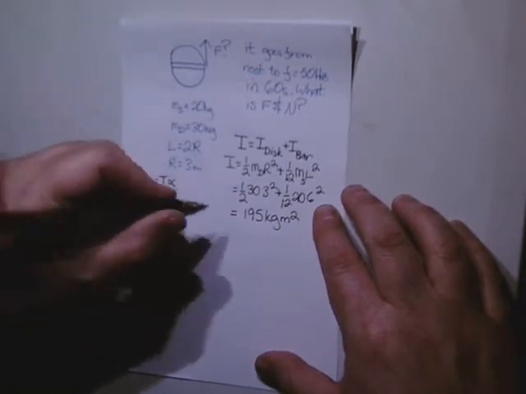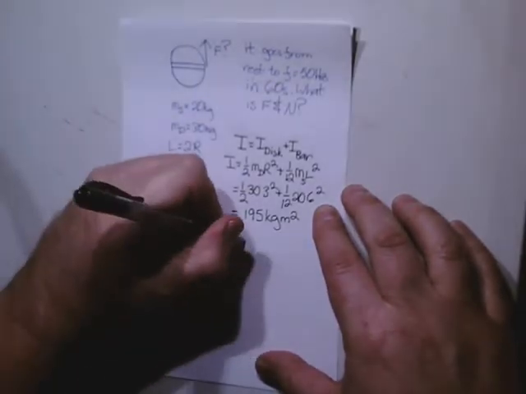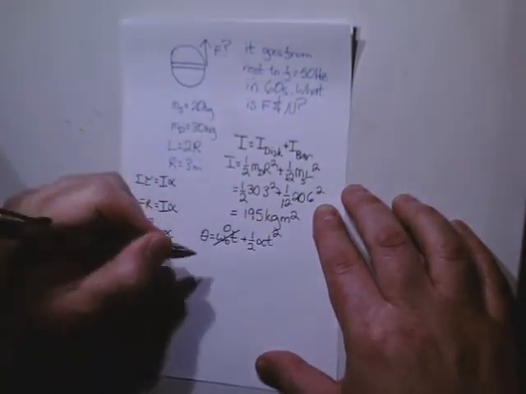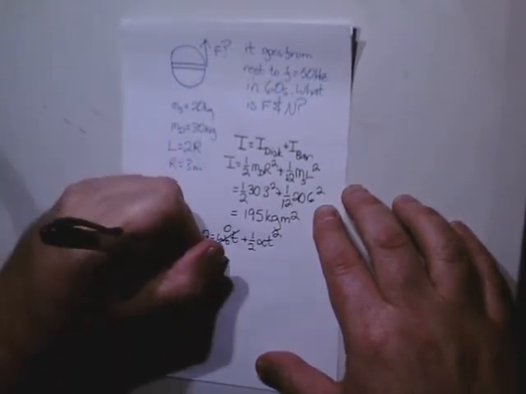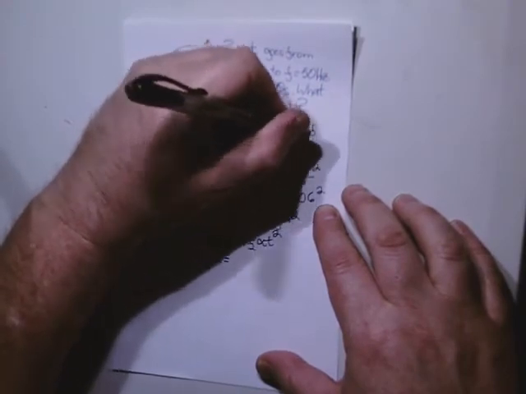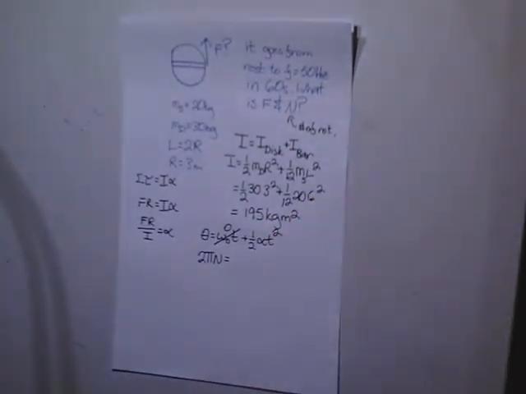The other usual suspect is theta equals omega naught t, that's 0 because it starts from rest, plus 1/2 alpha t squared. The theta is 2 pi n, where n is the number of rotations. 1/12 is the moment of inertia of a bar rotating around its center of mass. That equation is on the equation sheet.